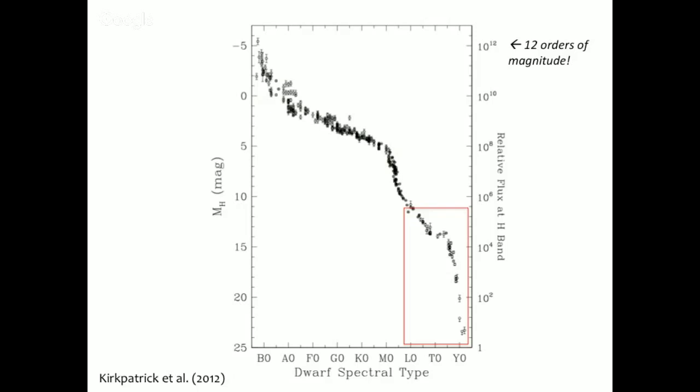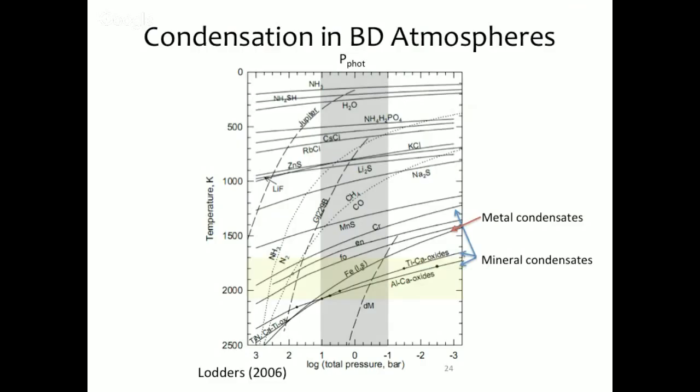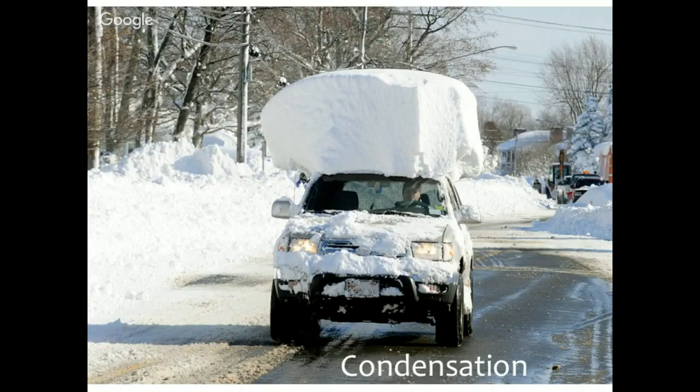All right, so if we have to start approaching particularly these objects down here from a planetary perspective, it's good to think about what the main components of planetary atmospheres are. One of those main components is condensates, right? Material that condenses out. By the way, this is a picture from my hometown of Buffalo, New York. I know all about condensates. Less condensates in San Diego.